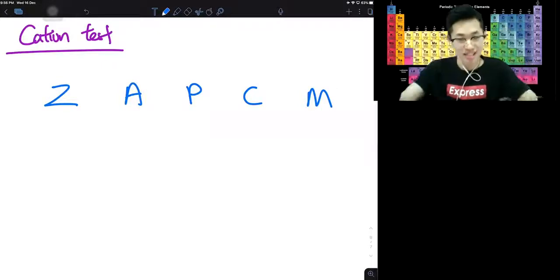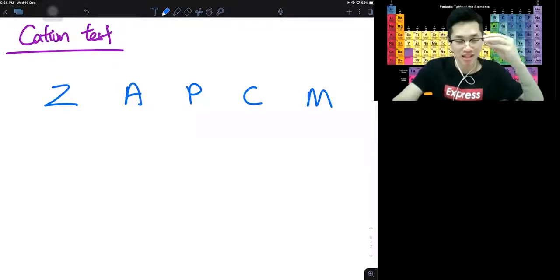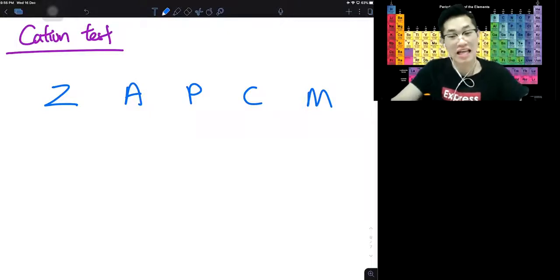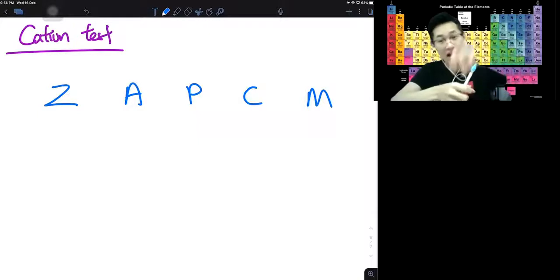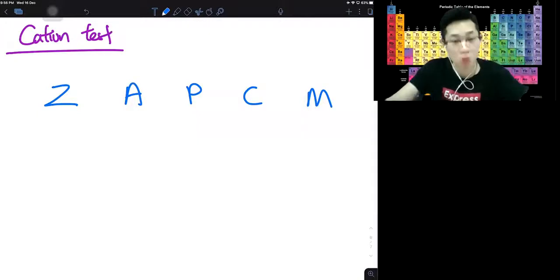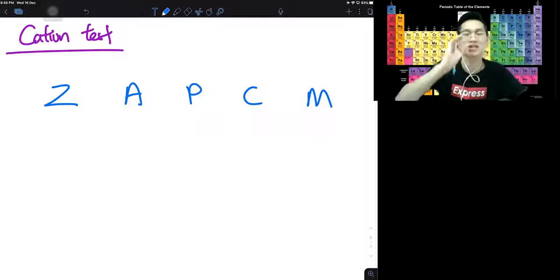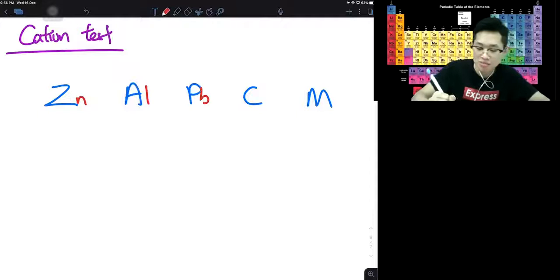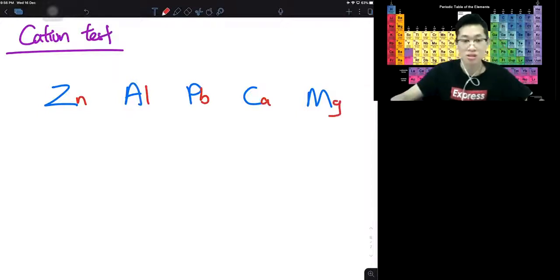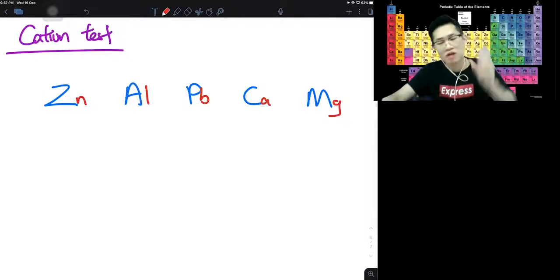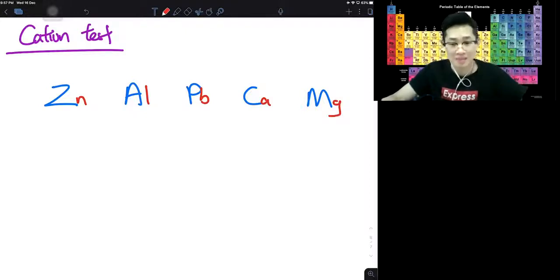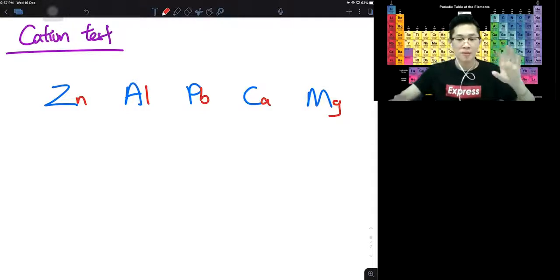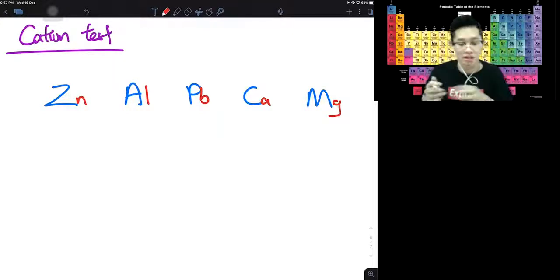ZAPCM. For those who are learning this for the first time, please look carefully. I'm giving you a shortcut to construct a table. The table tells you what chemical to add and what result is going to show. So this is what we call ZAPCM. What is ZAPCM? ZAPCM is Zn, Al, Pb, Ca, and Mg. Because most of the time, they show colorless. It doesn't have color in a solution. When they dissolve in water, it's colorless. So that's why they are the most confusing ones.